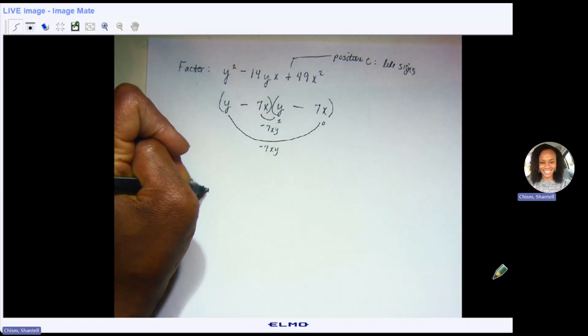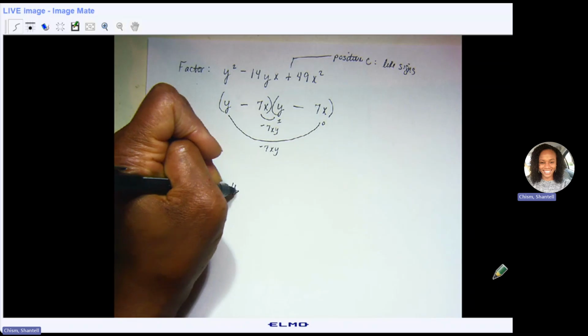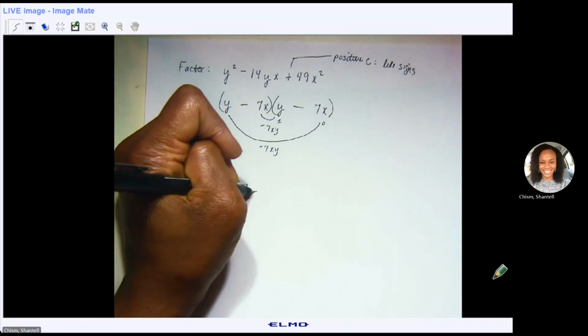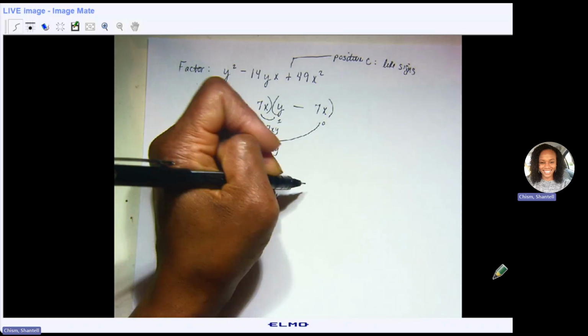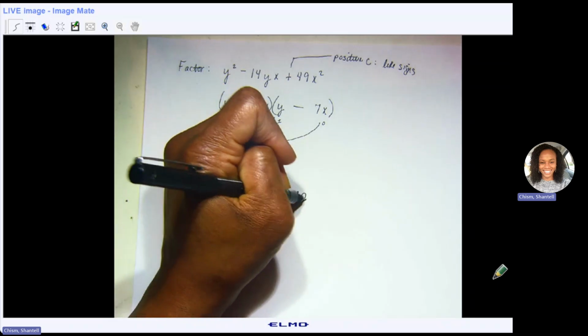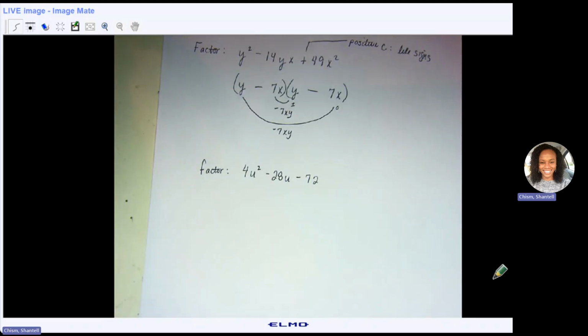It says factor u squared minus 28u minus 72. We're working with some pretty large numbers here.